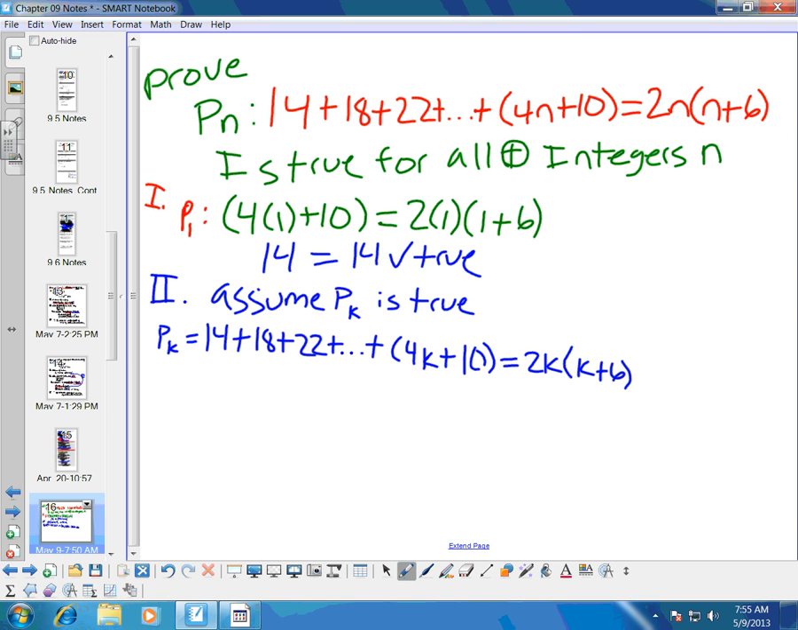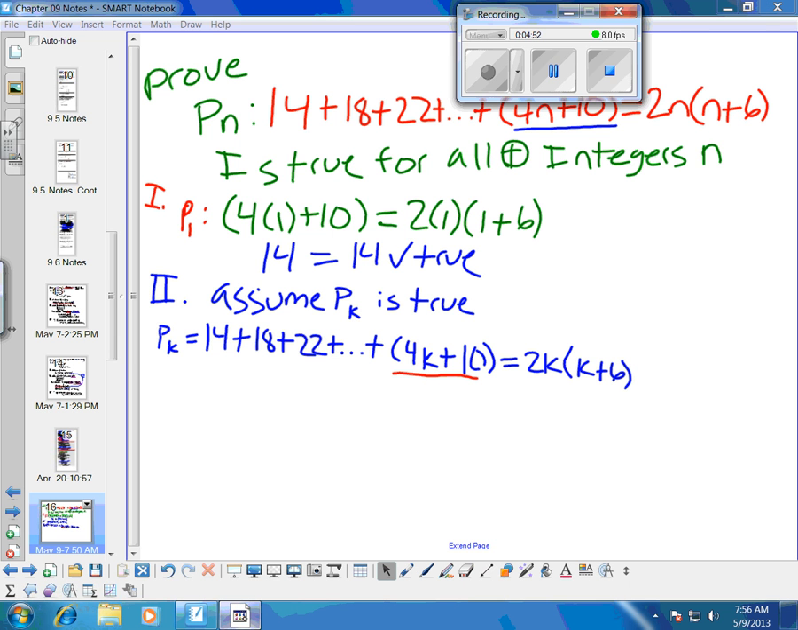Okay, how do we show P of k plus 1 is also true? Not add 4. We need to add the next term. So the next term would be where you take your 4n plus 10, or I'm sorry, not the 4n plus 10. We've got to go down to where we have k: the 4k plus 10, replace that k with k plus 1, and add that to both sides. So we'll just pause this recording so it doesn't get too long and let Bryce write that up.